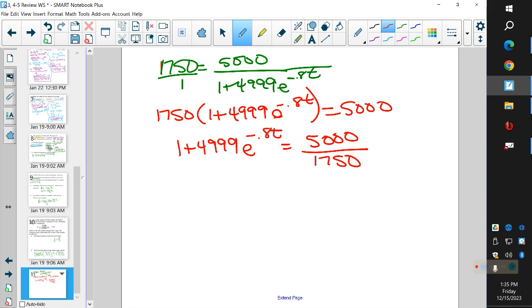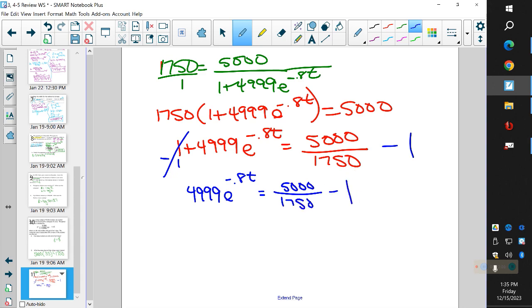How do I get rid of this 1? We'll just subtract this 1 over there. So that goes away. So then I have this. Who cares that this is ugly? It's just some ugly number. It's okay. Desmos does all that calculation for you. How do I get rid of this 4999? Sure. So e to the negative 0.8t is equal to this number, all divided by this.